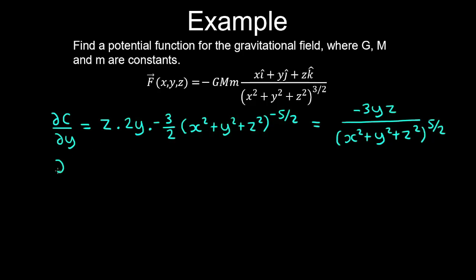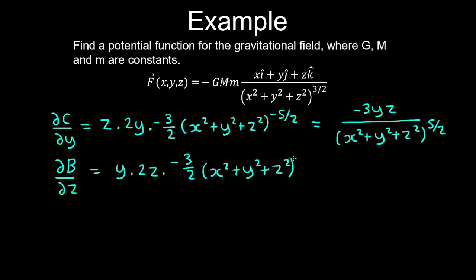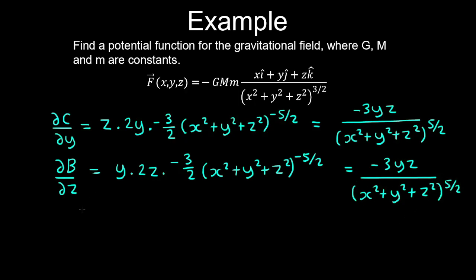And if we take the partial of the second component with respect to z, we get y multiplied by 2z by minus 3 on 2 by x squared plus y squared plus z squared to the minus 5 on 2. So again, we get minus 3yz on x squared plus y squared plus z squared to the 5 on 2. So we see that these partial derivatives are equal.